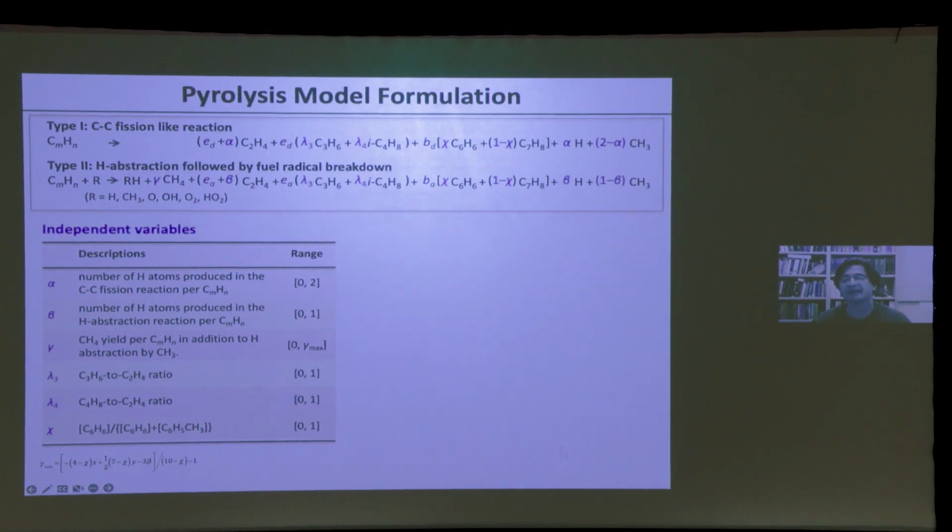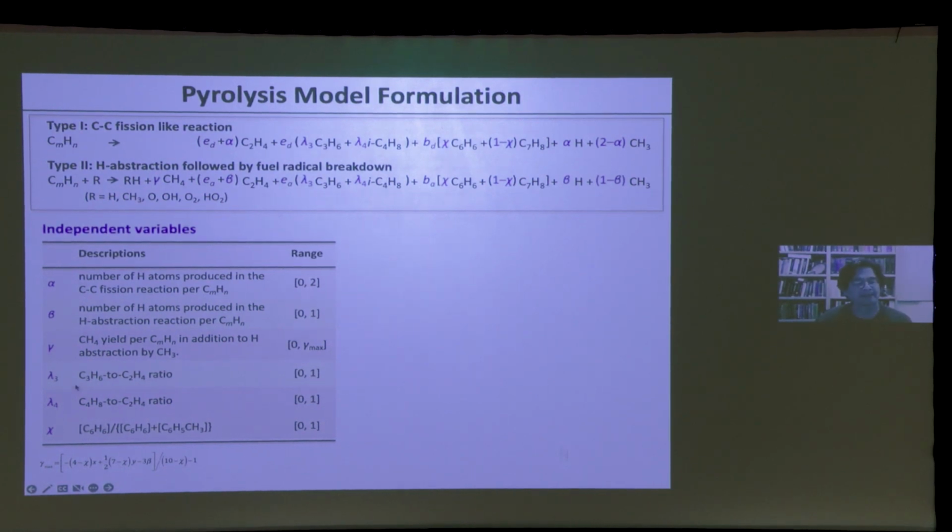For example, the parameter alpha is the number of H atoms produced in the CC fission reaction per fuel molecule. And beta has its meaning. Gamma is the ratio of the methane yield per fuel molecule. Okay, and this is in addition to H abstraction by methyl.